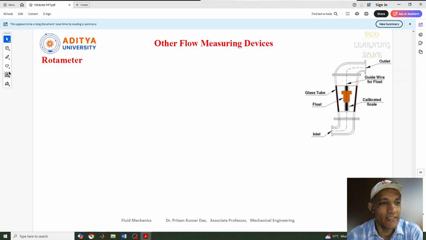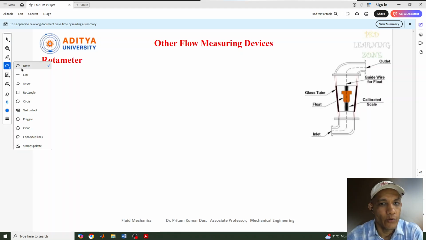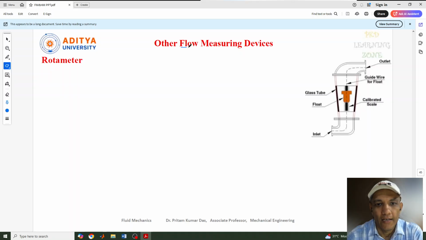In this lecture, we'll discuss another topic related to flow measuring devices, which is known as the rotameter. In our previous lecture, we already discussed the flow nozzle or nozzle meter, and now this lecture will discuss the rotameter. The rotameter is another device which can be used to measure the rate of flow or discharge.